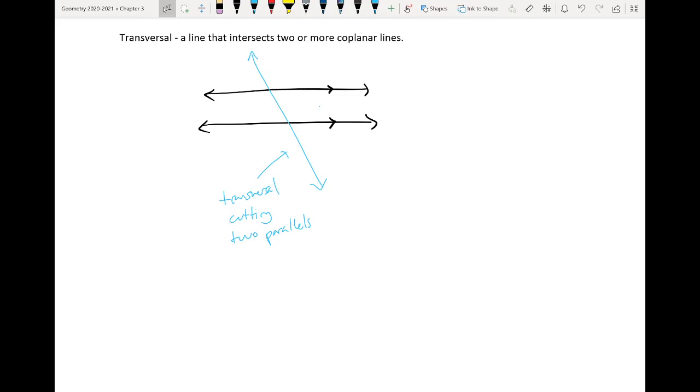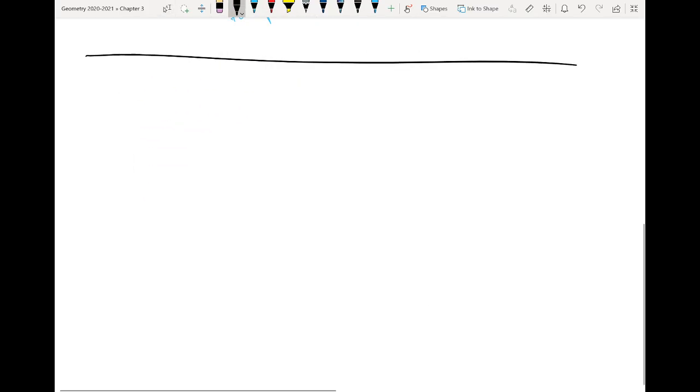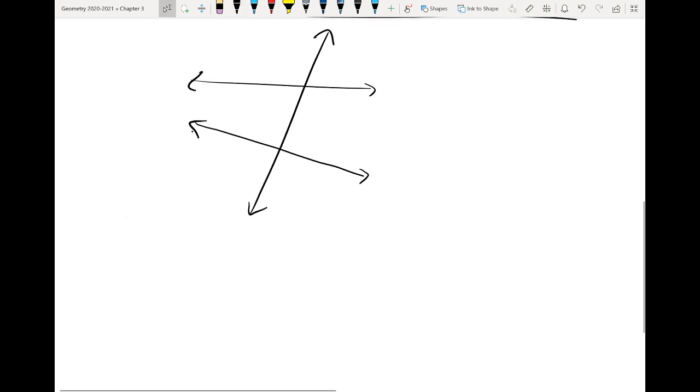So I'm going to throw out an interesting thought experiment for you. That one, I think, is a little bit clearer to see where the transversal is. But watch this. Let's draw a line. Let's draw another line. Let's draw another line. And a little bit of a thought experiment: which of these three lines we just drew is the transversal? Which one would it be? The answer?